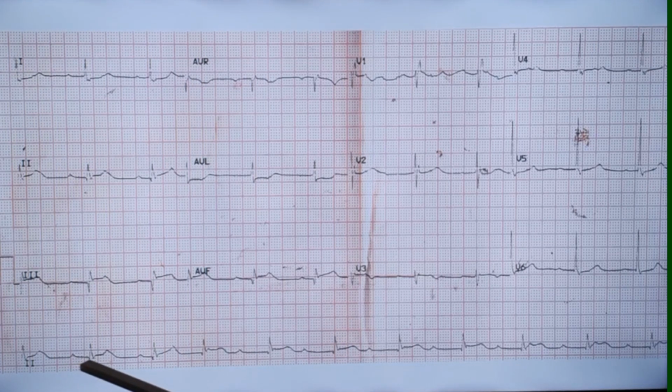PR interval is prolonged. Then another P wave and a PR interval. But look at here, you can't see an obvious P wave here. But see this T wave and compare with this T wave. Obviously this T is taller. That would mean that the P is on top of the T wave.